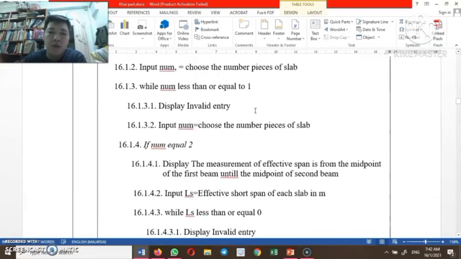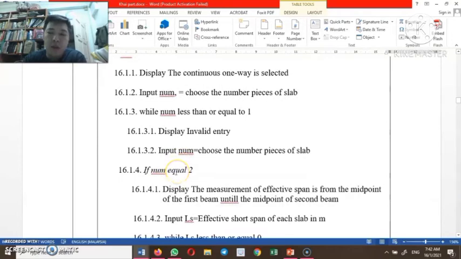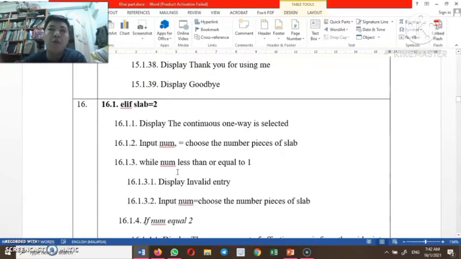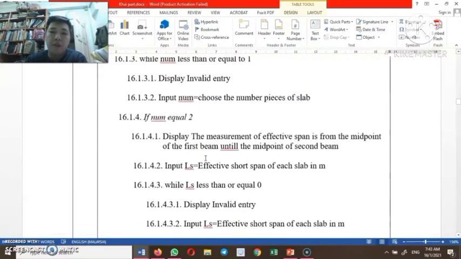it will display continuous one-way slab is selected. But in this program, there are number of spans equal to 2, and number of spans more than 2, so 3 and 4 and 5 and so on. Because why we put 2 conditions in this slab type 2 is that it has a different result. The shear force and the bending moment are quite different, so that's why we put a condition here. But the thing is still the same.